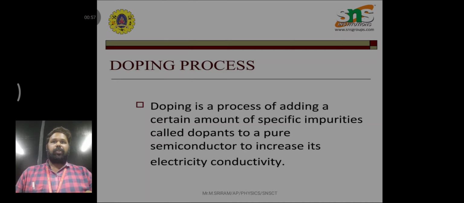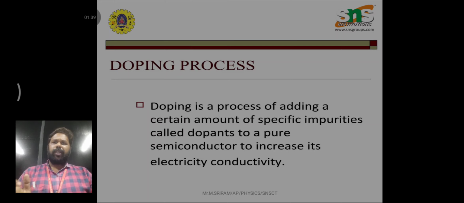Now, the doping process. Doping in a semiconductor is the process of adding impurities to a pure semiconductor material to alter its electrical properties, making it more conductive. This is achieved by introducing dopant atoms, which are impurities that replace some of the original semiconductor atoms in the crystal lattice. The type of dopant, for example pentavalent or trivalent, determines whether the resulting semiconductor will be N-type or P-type.